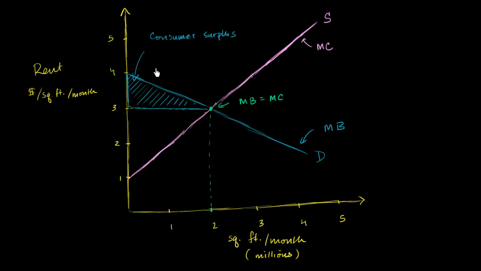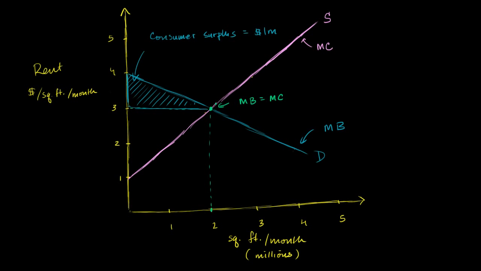And we can calculate it. This is a triangle. I'm assuming actually both the supply and demand curves are lines. So let's see, this has a height of 1, and it has a base of 2. And so its area is going to be 1 times 2 times 1/2. So that's going to be equal to $1 million. We're multiplying $1 times 2 million times 1/2. So that's going to be $1 million of consumer surplus per month.